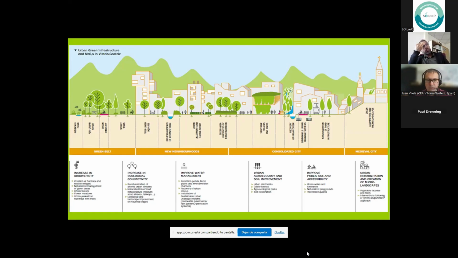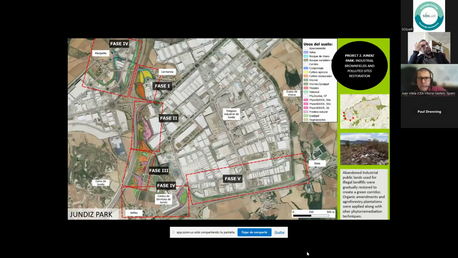So this is more of a conceptual scheme. Getting more into detail and into specific projects, I will just share some examples really quick to give an overview of what we do. This is one of the biggest remediation projects. It's called the Jundiz Park. This is an industrial estate at the west of the city.